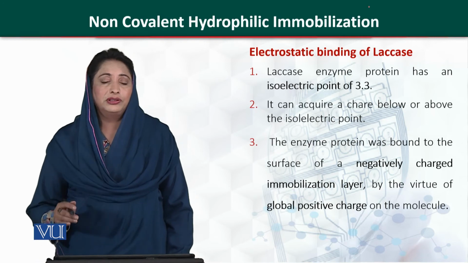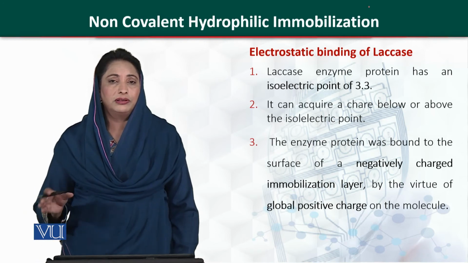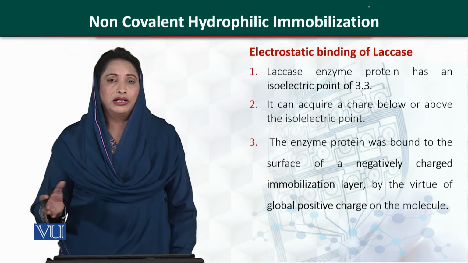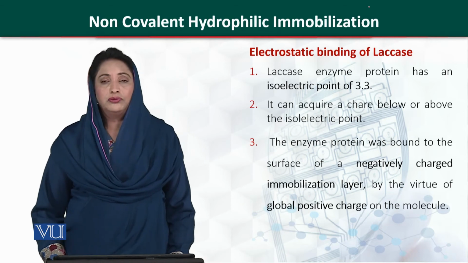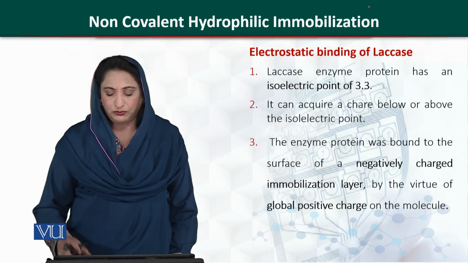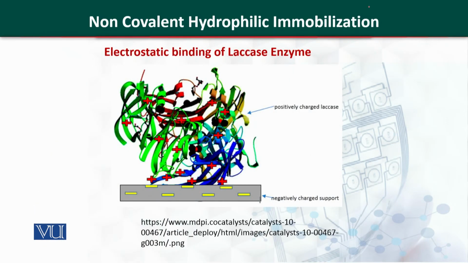It means that at pH 3.3 this protein is highly insoluble and has no charge, but below and above pH 3.3 we can charge the molecule. So we can control the global chemistry of the protein. If we use a buffer in which the protein is positively charged, as you can see here, this positively charged protein can bind with the negatively charged support. The support we are talking about is obviously a transducer. The layer of the transducer is negatively charged, so the positively charged protein can attach to the negatively charged surface of the transducer. This is how we can use electrostatic binding.